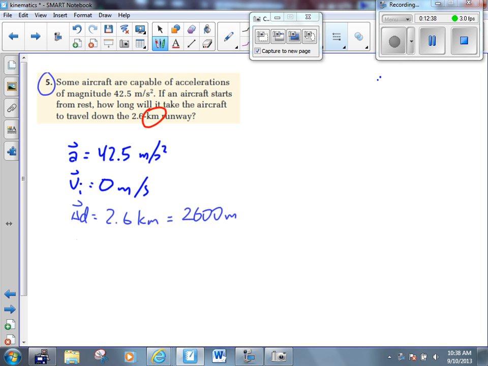What is it that we want to find here? How long will it take? We're looking for the time here. Okay, group A or group B? I think it's pretty clear here, right? We're given the value of the acceleration. I think it's pretty clear that it's a group B problem.